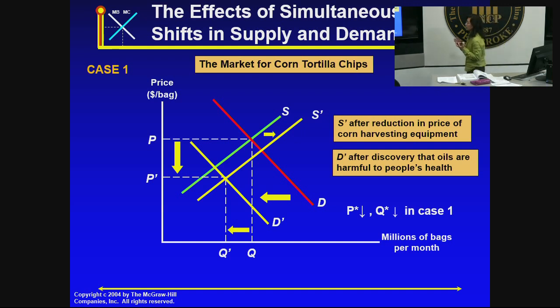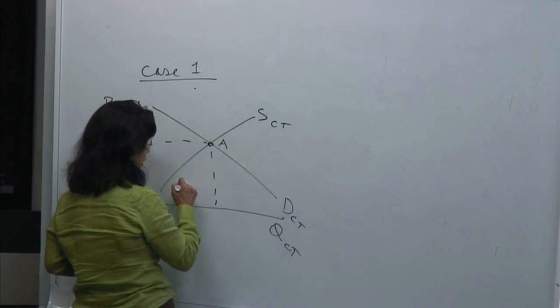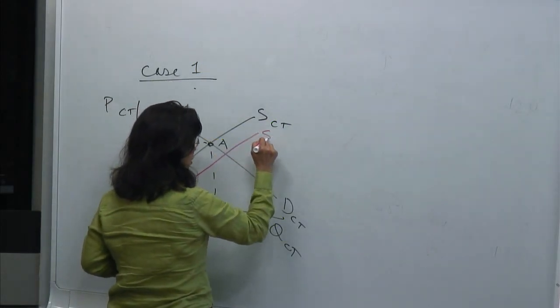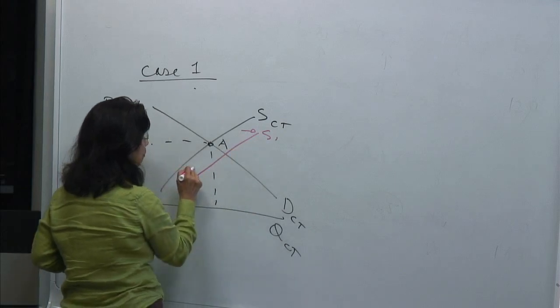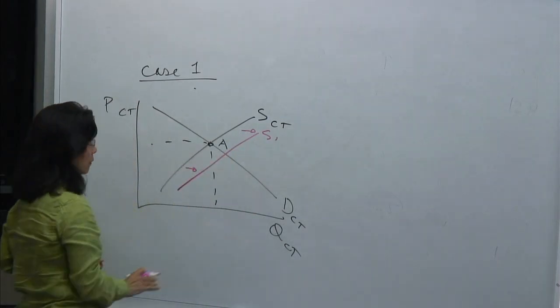That's how I want you to do your homework. When you look at a question, go back and tell me which of the factors it is, so you understand a little better. So there's a reduction in the price of corn harvesting equipment. It is cheaper now, so you will produce more, and the supply curve shifts to the right. I'm going to use a different color so you're not confused. Notice that I only shift to the right a little bit, not too far away.